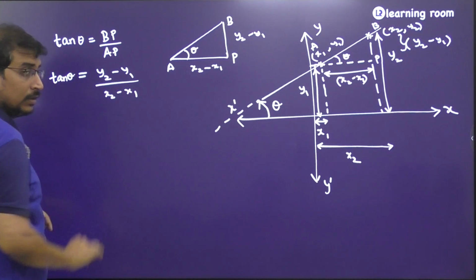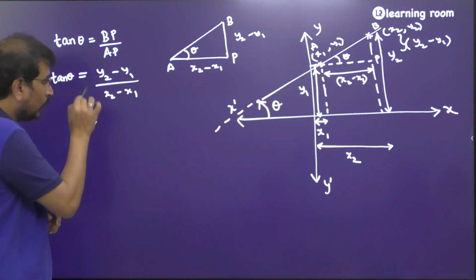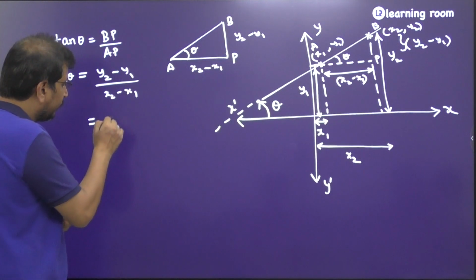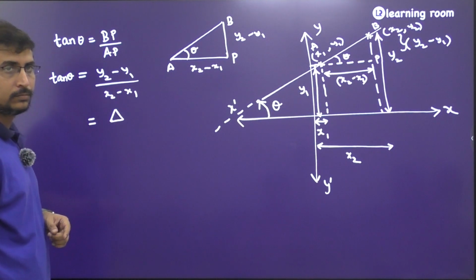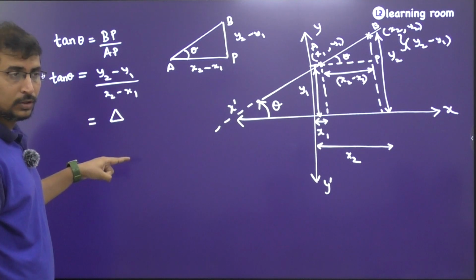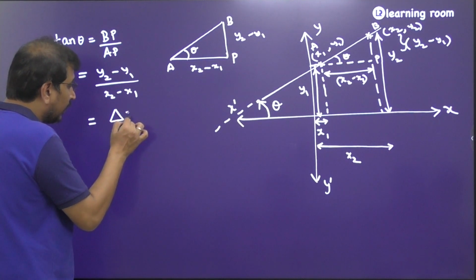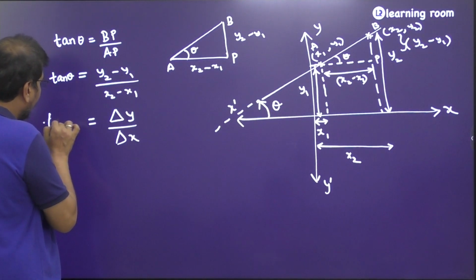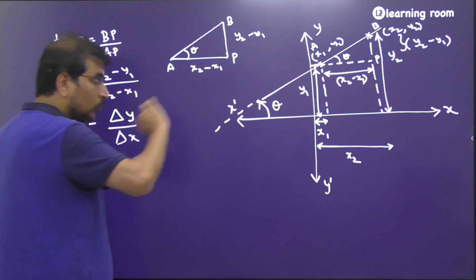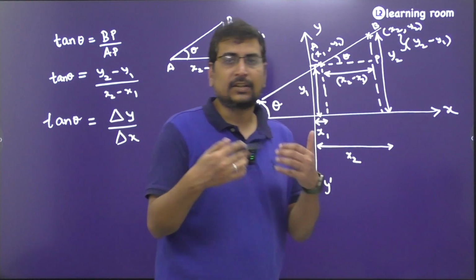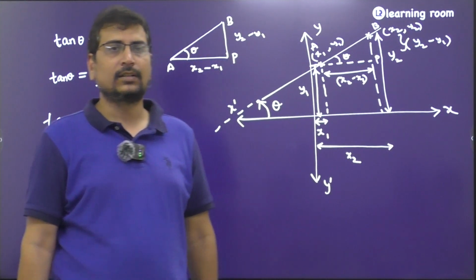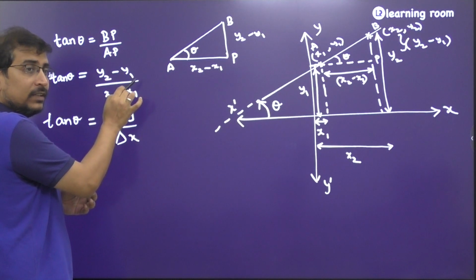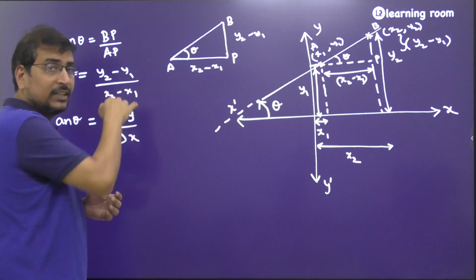This is tan theta. If you observe this, can I write y2 minus y1 as the difference in the y coordinates? In physics, difference is represented by the symbol delta. So this triangle is called delta. So delta y divided by delta x. Basically, if you know 2 points on a line and somebody asks you to write the slope of the line, what will you write it as? It is the difference in the y coordinates divided by the corresponding difference in the x coordinate.